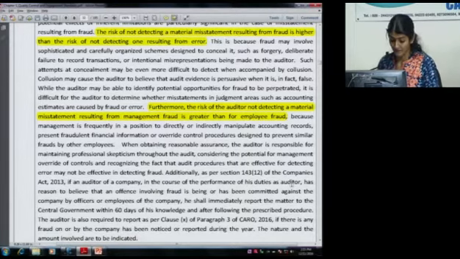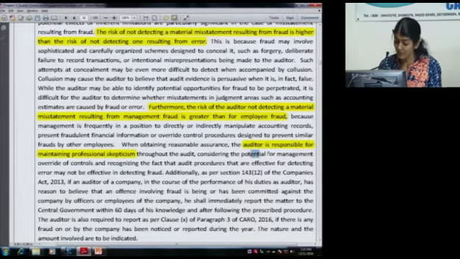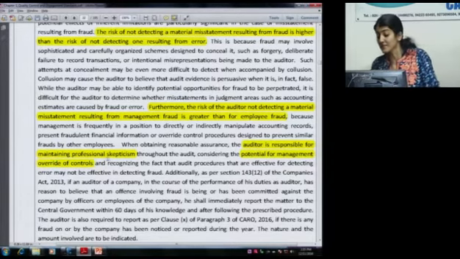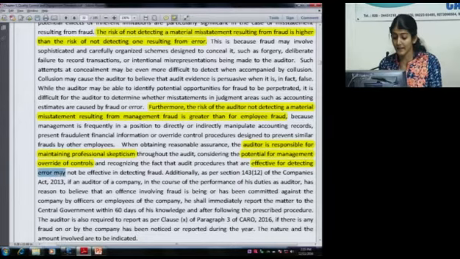override controls. Then, while obtaining reasonable assurance, the auditor is responsible for maintaining an attitude of professional skepticism. And a nice sentence, considering the potential for management override of controls and recognizing the fact that audit procedures that are effective for detecting an error may not be effective in detecting a fraud. Direct merit will come if you write such points. See, I'm telling you, one sentence only, so much in it.